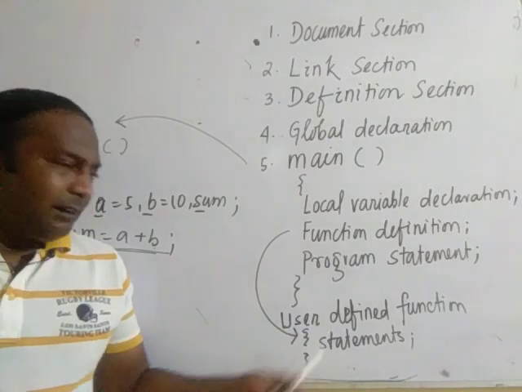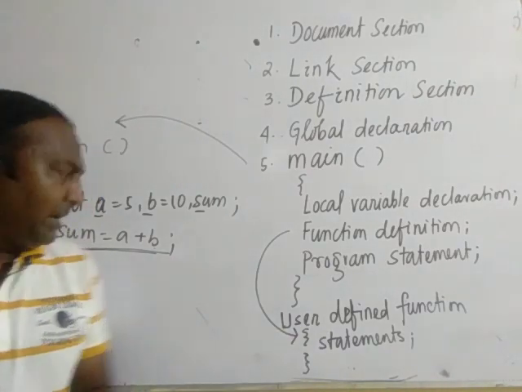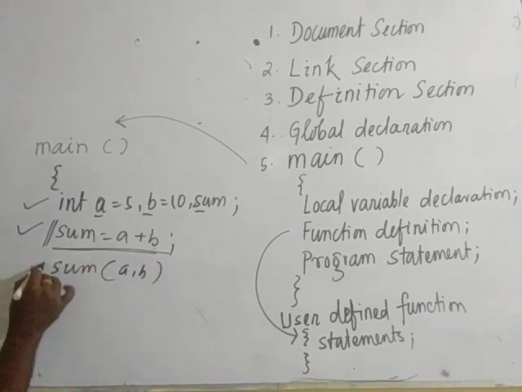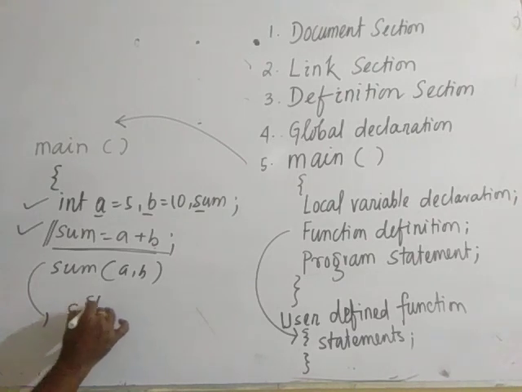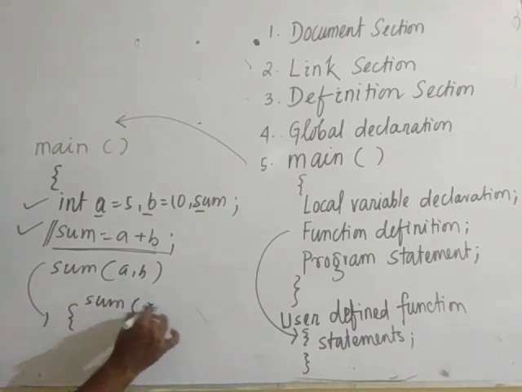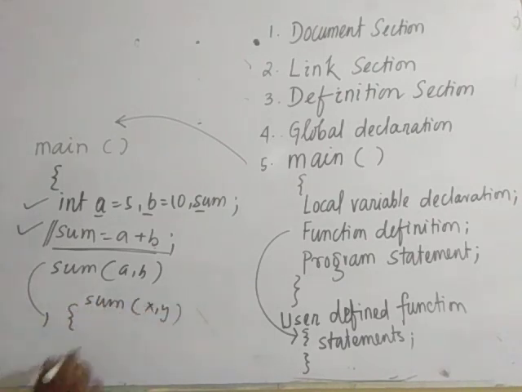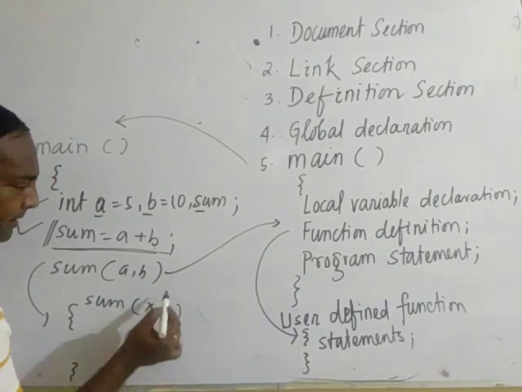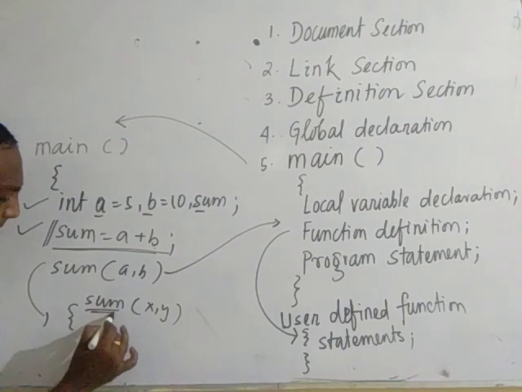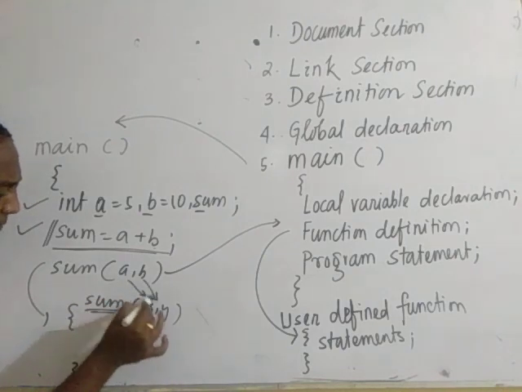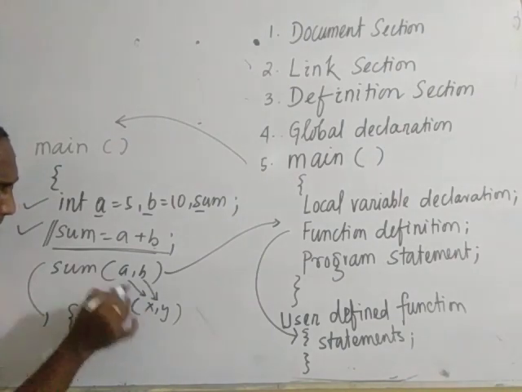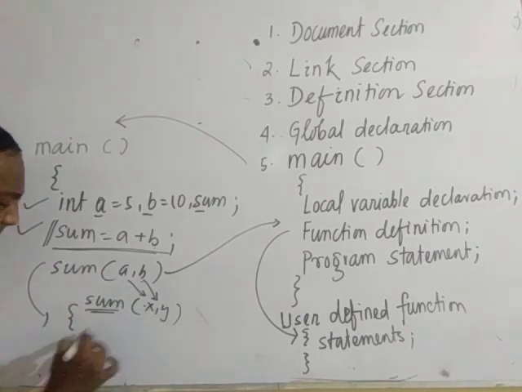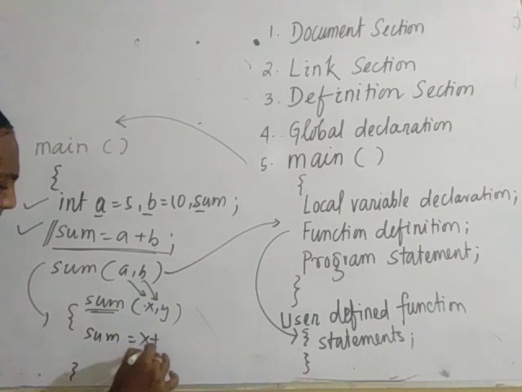Such as, I want to find out the sum of a variable. So sum ab. Outside the function I will call sum xy. Here I will declare a function sum ab, and outside that same function name, the value of variable a will be passed to x, the value of variable b will be passed to y, and sum is equal to x plus y.